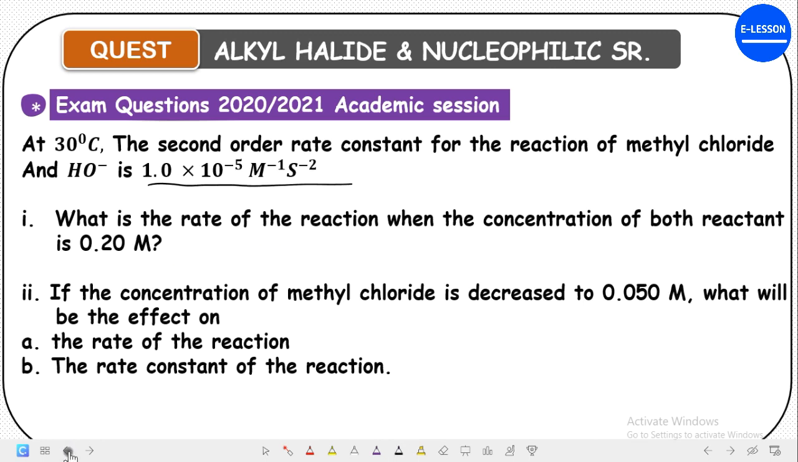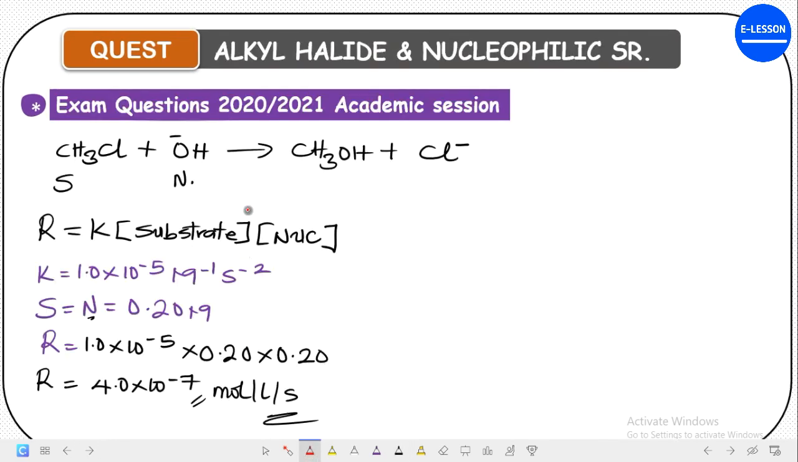Now the next part of the question says, if the concentration of methyl chloride is decreased to 0.05, what will be the effect on the rate of the reaction and on the rate constant of the reaction? Now what does this equation mean? It means that if you decrease the concentration of any of these reactants, it will affect the rate of this reaction. If you decrease the concentration of the substrate, the rate of the reaction will also decrease. If you decrease the concentration of the nucleophile, the rate of the reaction will also decrease. But one thing that does not decrease is the rate constant. Are we getting it? The rate constant is independent of the concentration. It doesn't depend on them. So it's constant, it's there.